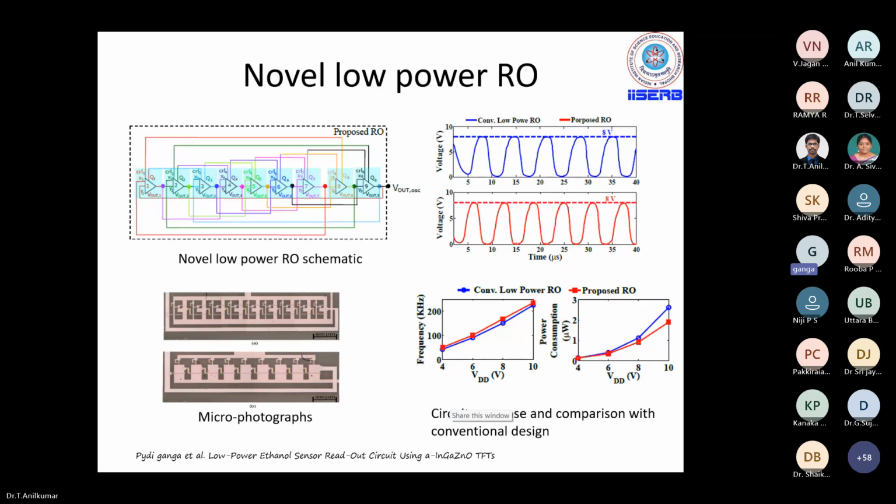So we have characterized the conventional ring oscillator as well as this novel ring oscillator. We could see that with the novel ring oscillator, the power consumption has been reduced and the frequency is significantly improved. Overall, the power delay product is improved for this new design. Next.